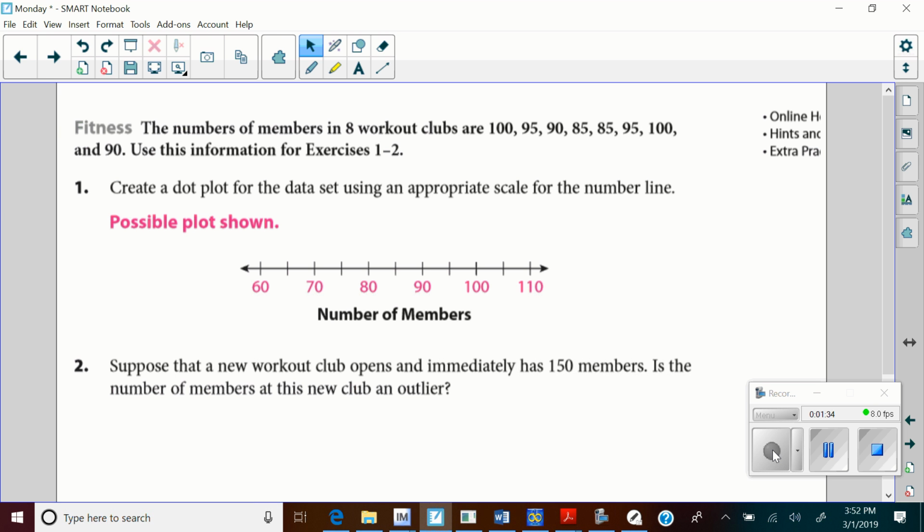So under 100, you will put a dot. Under 95, you put a dot. At 90, you put a dot. And you just keep going until you put in everything for your data set, and you'll end up with this. So we have 2 dots for 85, 2 for 90, 2 for 95, and 2 for 100. I used X instead of dots, but either way works.